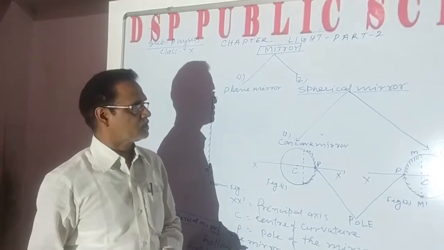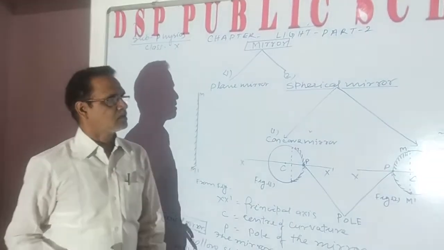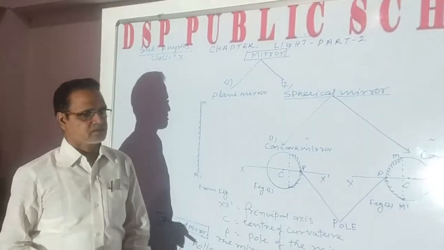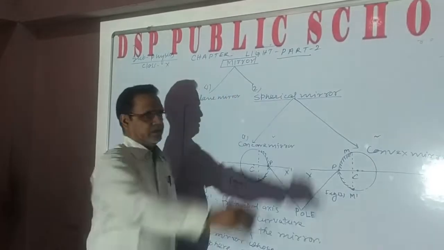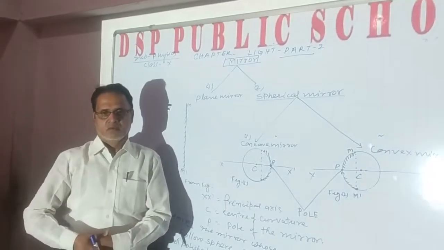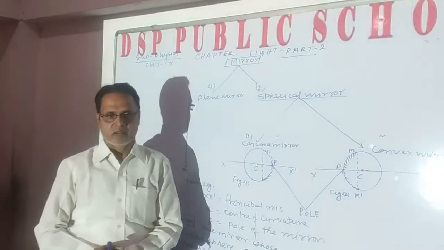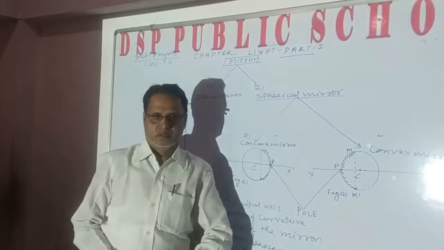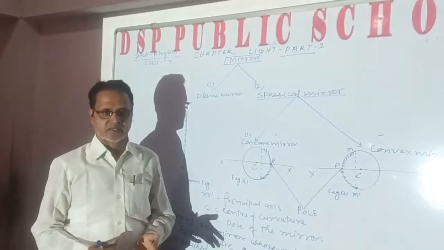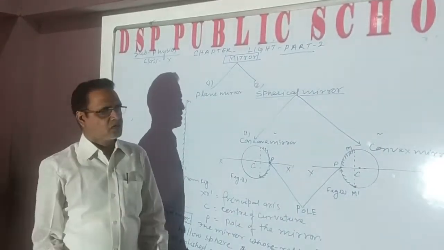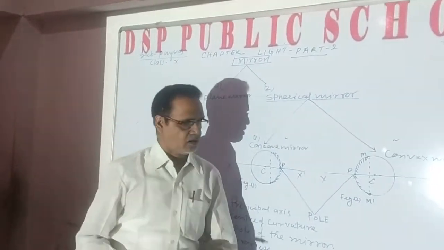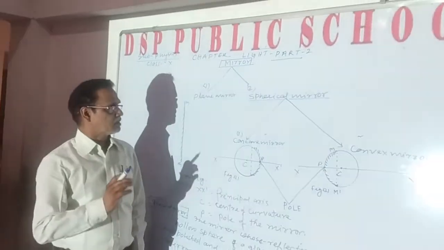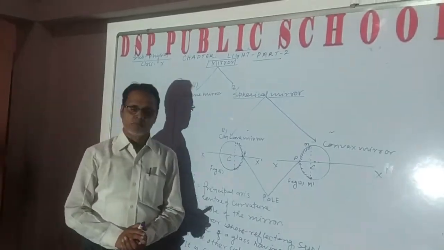I am going to teach class 10 chapter Light part 2. In the previous class we have read about the reflection of light. What is reflection? How many types of reflection? In this topic we read about the mirror and types of mirror.